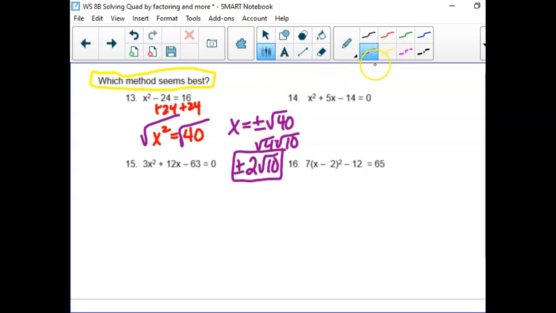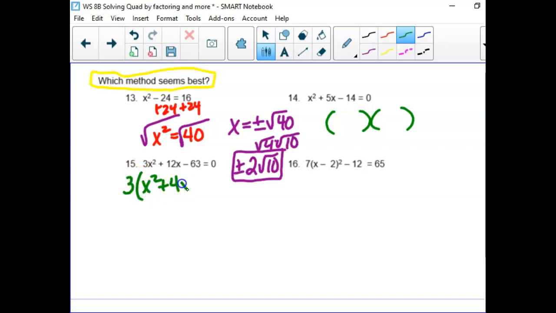All right, 14, what are you thinking? I would just do factoring. Can I skip that one? Factors of 14 are like 7 and 2, right? We could do that one. What would you do first on 15? I would take out a 3.